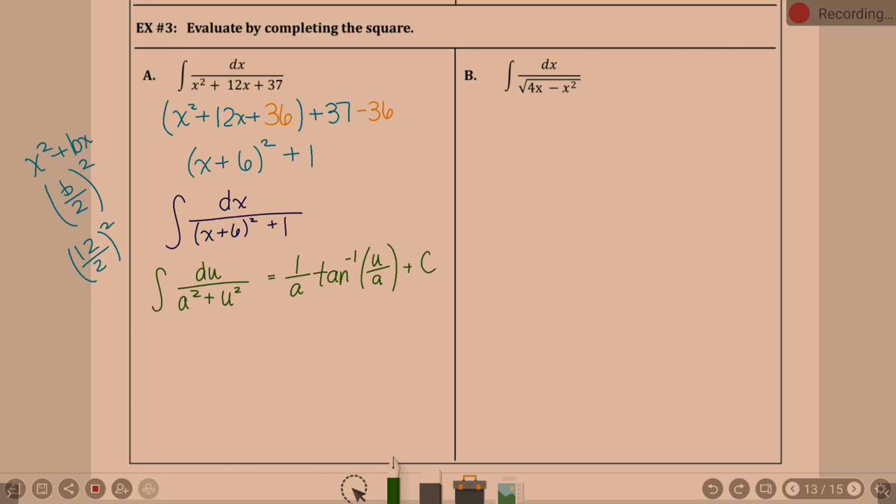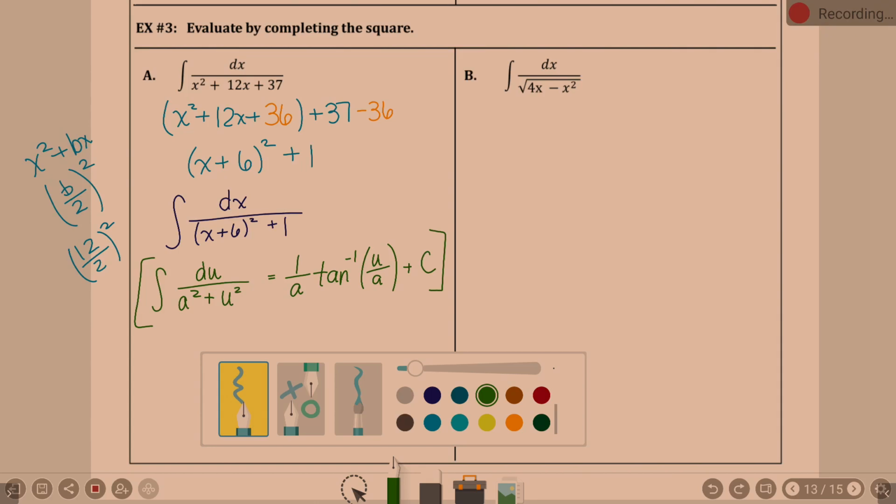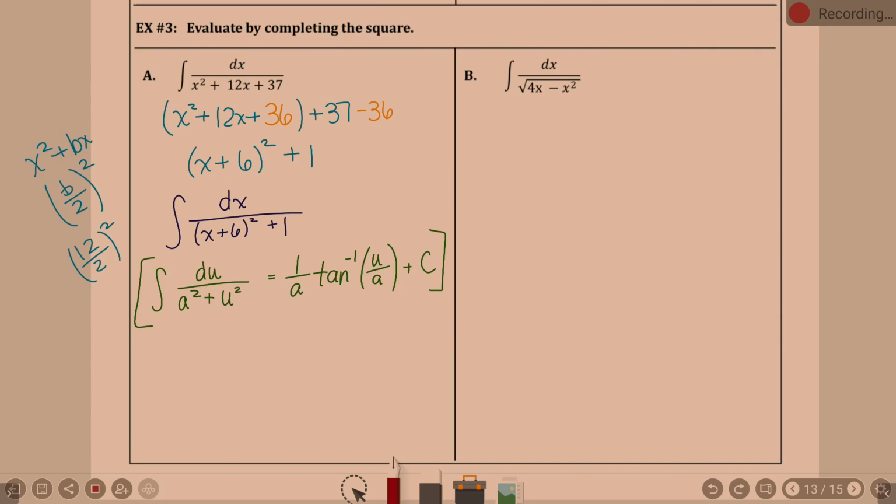This in green is just me saying this is what we need to remember. That could be copied from back on page 390 or wherever it is. Start with, like we did yesterday, we need to know our a and our u. A is x plus 6.